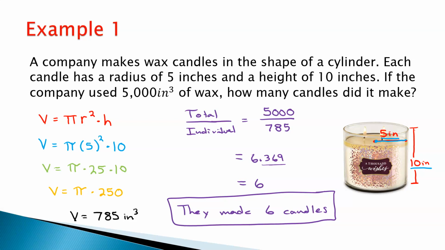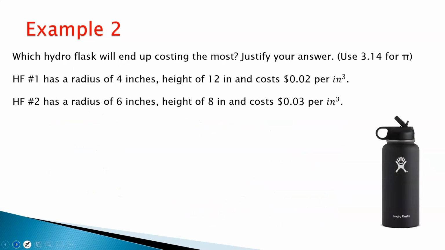So again, you can't make 0.36 of a candle, right? So again, you're going to have to round down. So be careful. All right, example number 2.